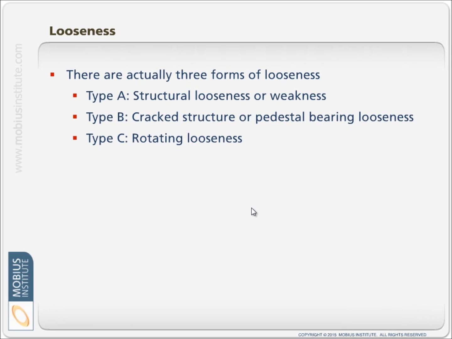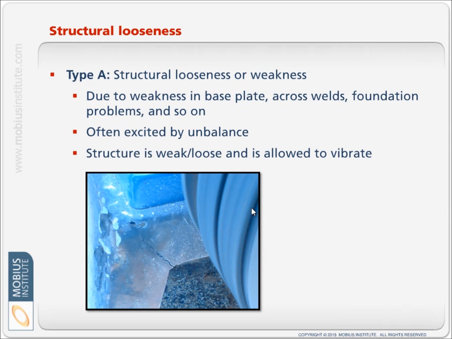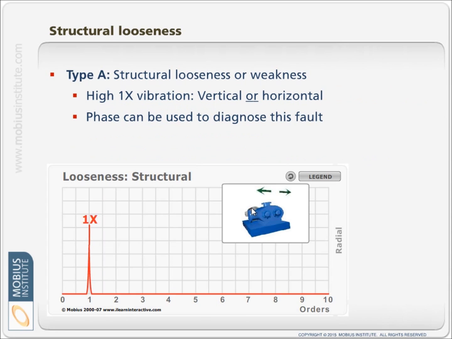So, there are actually three forms of looseness that we can diagnose with vibration analysis. Type A is called structural looseness or weakness. So it's weakness in the base plate or across welds or foundation problems and so on. It usually takes a little bit of vibration, for example by unbalance, to make the machine want to move up and down and move from side to side. And if the structure is weak or loose, then it is allowed to vibrate in that way.